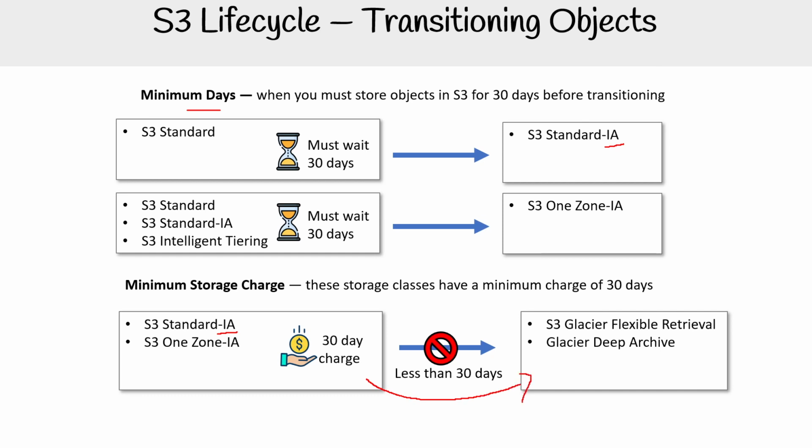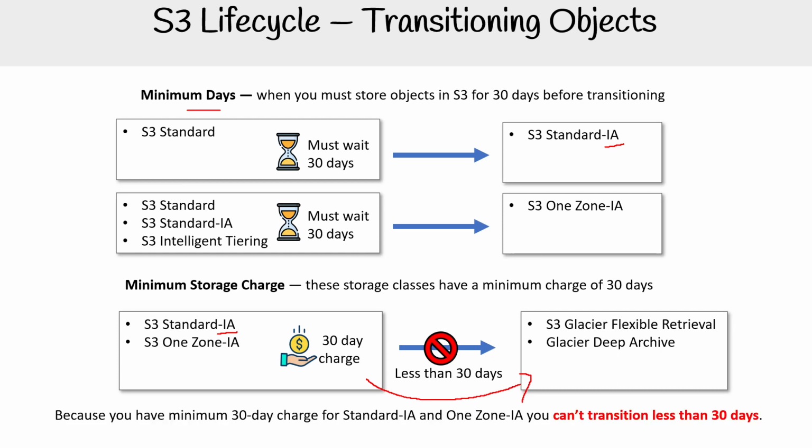So you can't skirt it and be like, oh, I only had it for 10 days and I'll transition it out. Nope, you're going to get charged for the 30 days, whether you use it or not. So that's important there. And the reason why is just because Standard IA and One Zone IA have a minimum that you have to hold them there for 30 days. Okay.